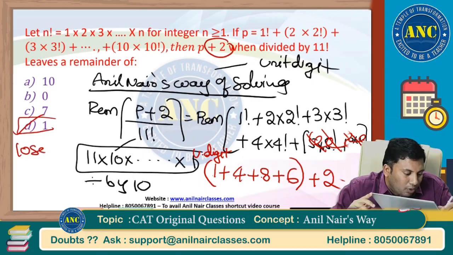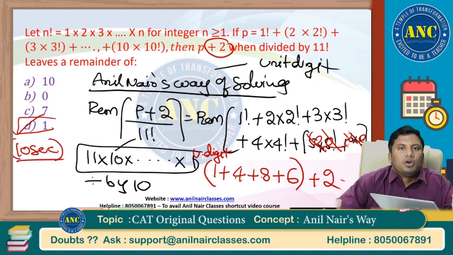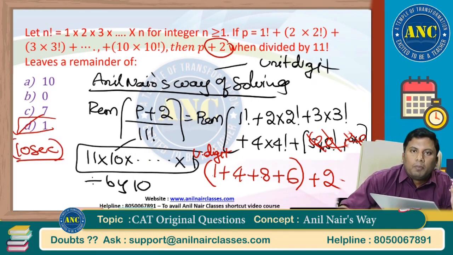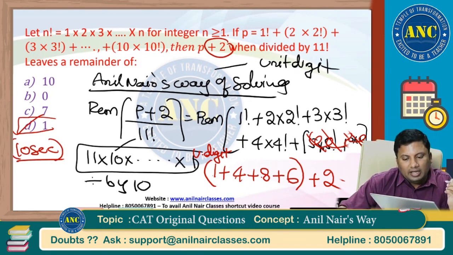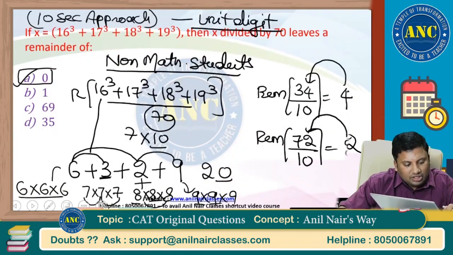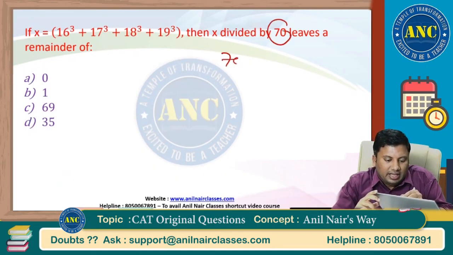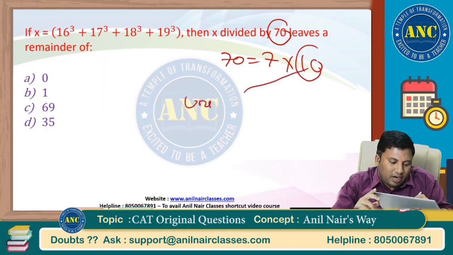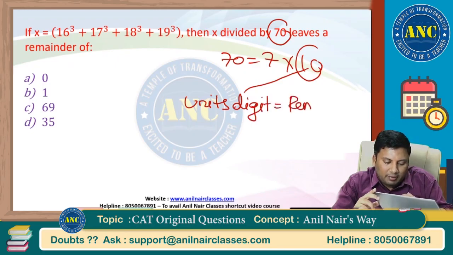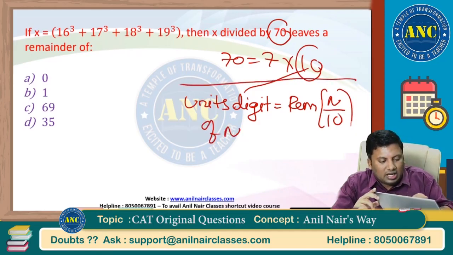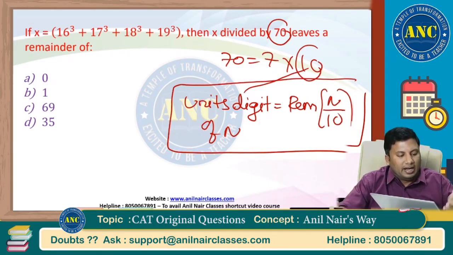This is a 10 seconds approach, if you know how to solve the problem through my way of looking at the question. Write P plus 2 divided by 11 factorial. There is no difference between this question and the previous one, where the number was 70, which is nothing but 7 into 10. So I just played around with the units digit. The unit digit of a number is nothing but the remainder when you divide the number by 10.